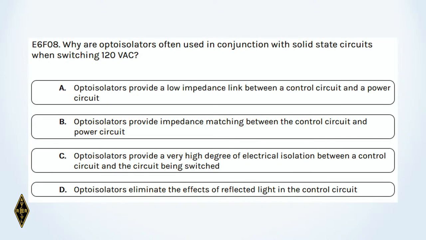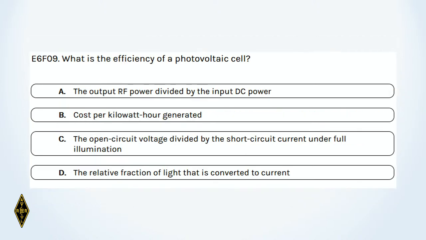And why are opto-isolators often used in conjunction with solid-state circuits? Charlie. When switching 120 volts AC, it has to be Charlie. Yep. Opto-isolators provide a high degree of electrical isolation between a control circuit and the circuit being switched. So switching power supplies, I'll use this. And what is the efficiency of a photovoltaic cell? Delta. It's the relative fraction of light that is converted to current, by definition.